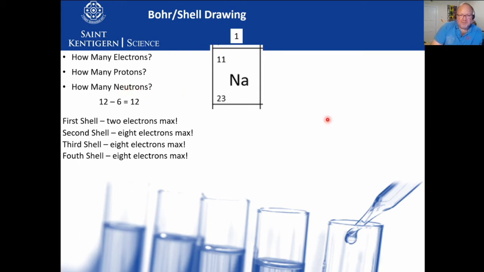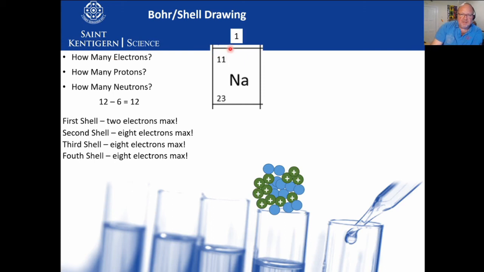So how do we draw this? We start with the neutrons. 1, 2, 3, 4, 5, 6, 7, 8, 9, 10, 11, 12. Now we have to put in the protons. How many protons? It's the number you see, 11. 1, 2, 3, 4, 5, 6, 7, 8, 9, 10, 11. Now we have to do the electrons.